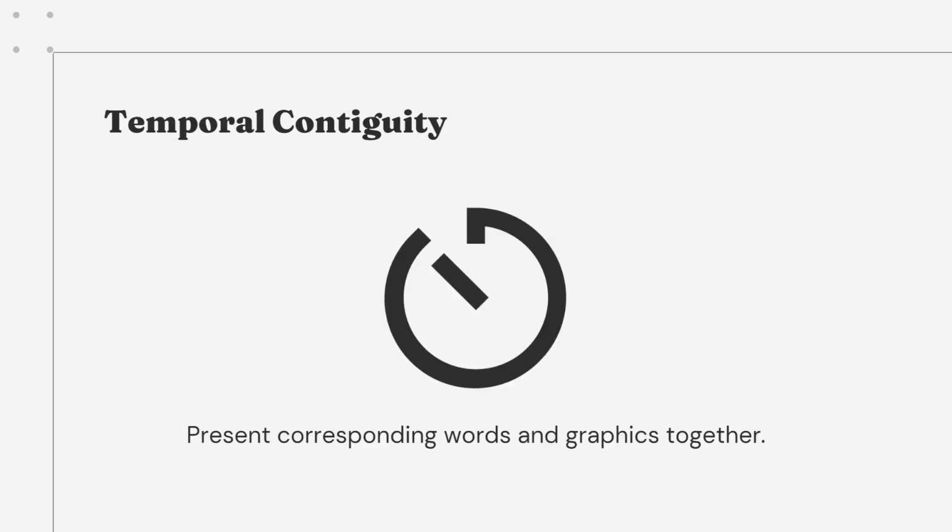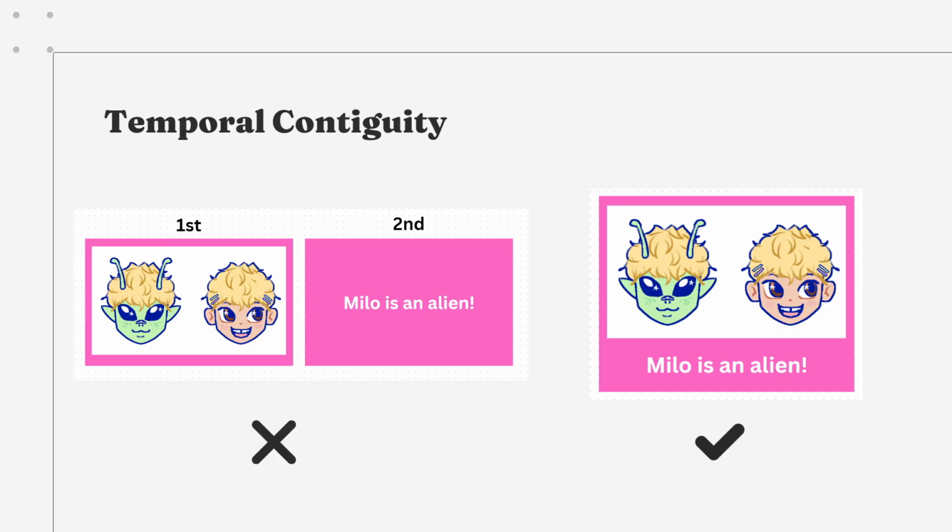And lastly, for this category is temporal contiguity. Present corresponding words and relevant visuals together rather than sequentially. Make sure voiceovers are timed with the right visuals or animations. For example, you shouldn't teach a process and then view an image of it afterwards. It should be shown with the lecture.